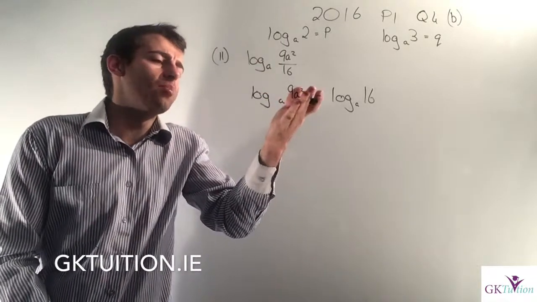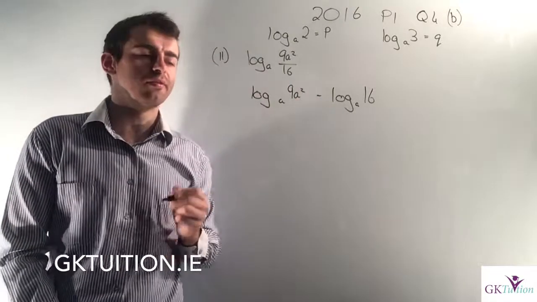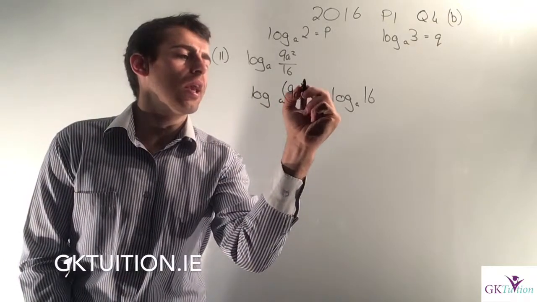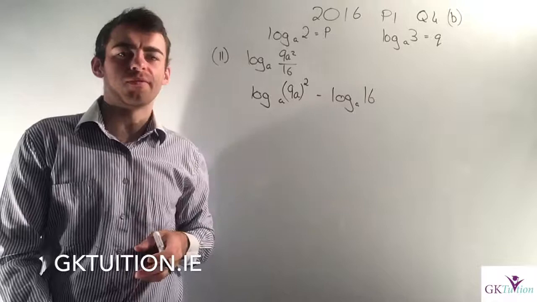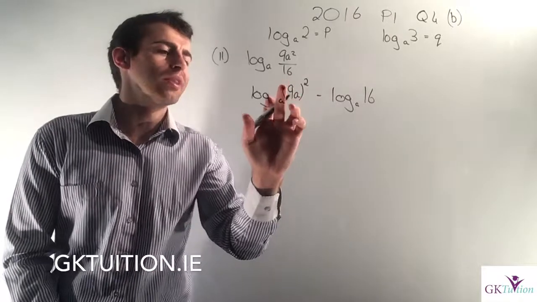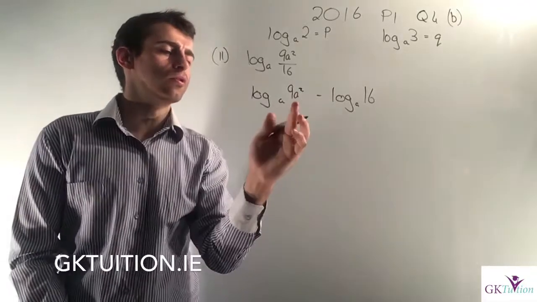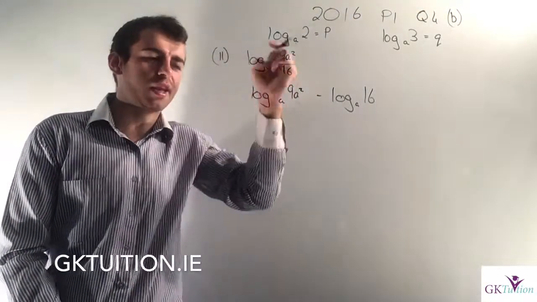Your inclination might be to bring the power in front here, that it's 9a squared, so you bring your power in front. But you can't do that because it's not 9a to be squared. If it was the whole thing to be squared, I could just bring my power in front and get rid of the power. But in this case, it's just 9 multiplied by a squared. So if it's written like this, it's just 9 multiplied by a squared, as opposed to 9 squared a squared.